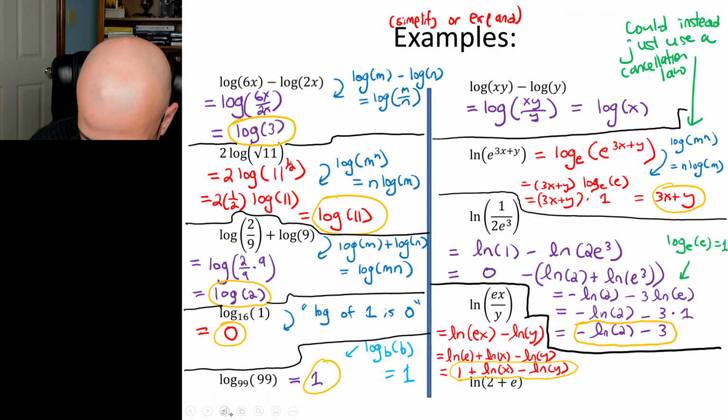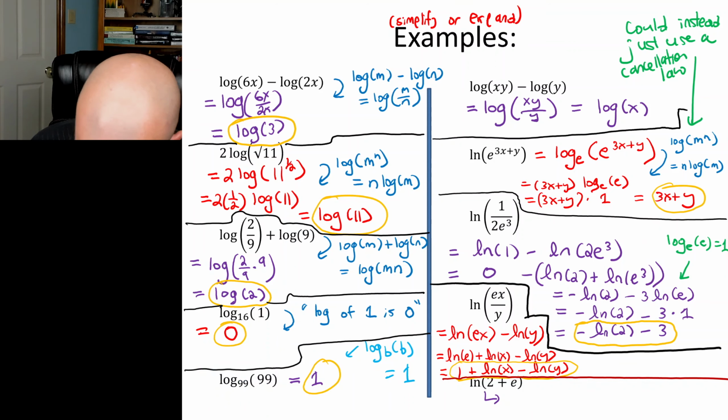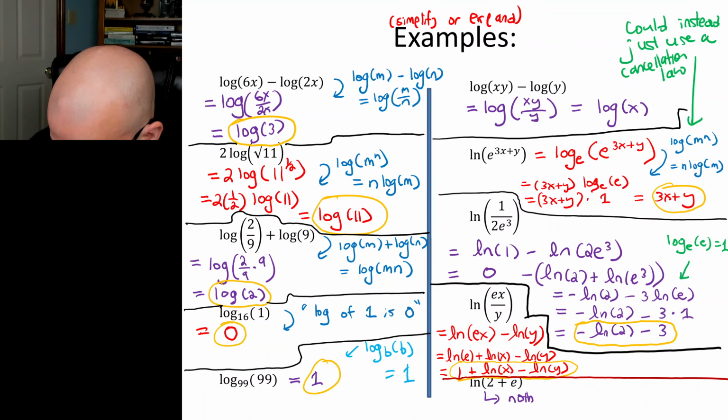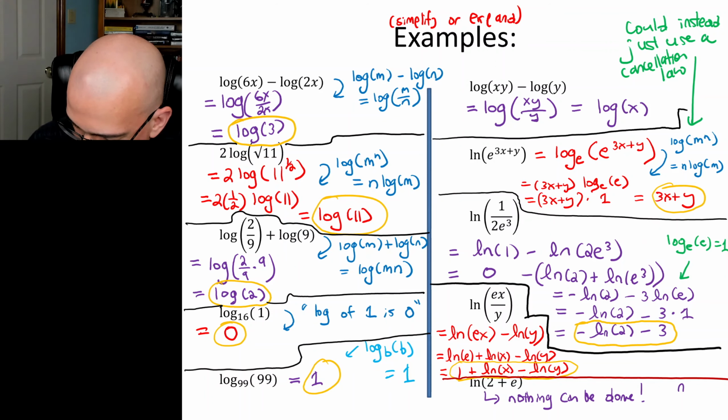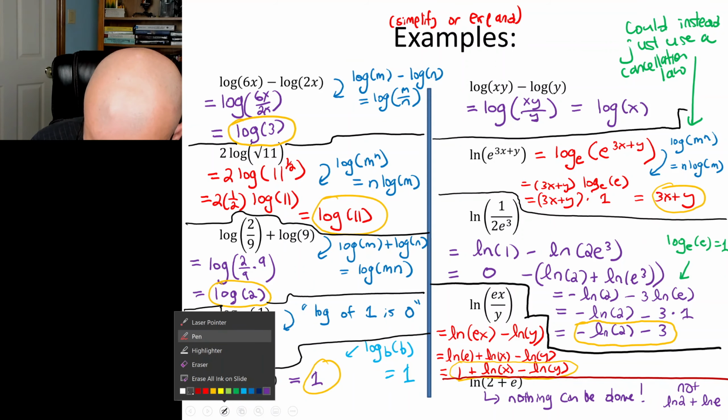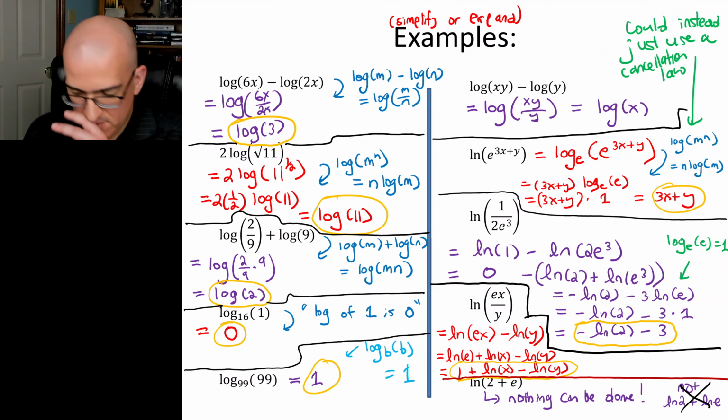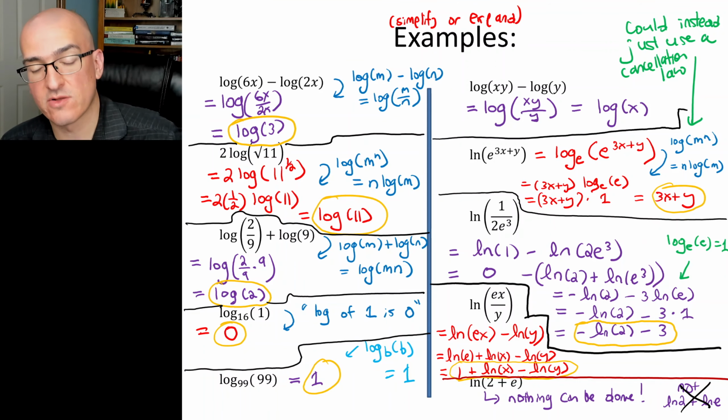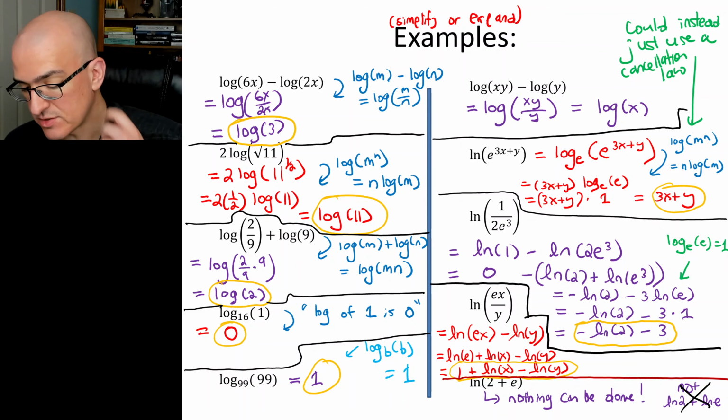Okay, and the last one, ln of 2 plus e, nothing can be done. It is not ln 2 plus ln e. You cannot do that. Ln of a plus b is not ln of a plus ln of b. It's one of the most common mistakes to use with log functions.